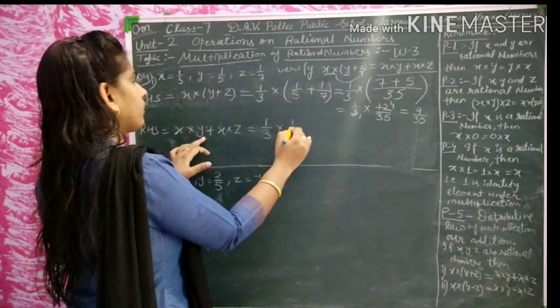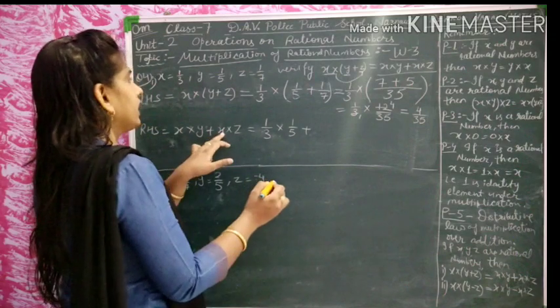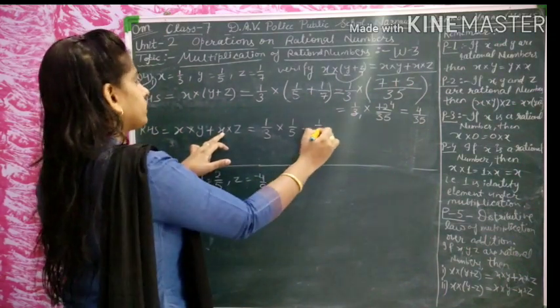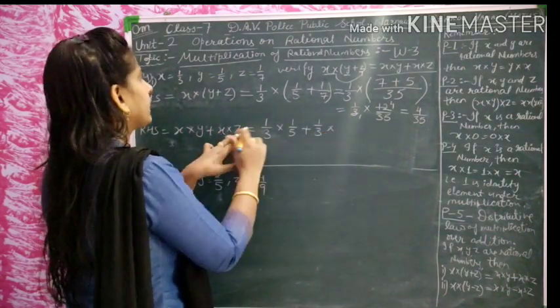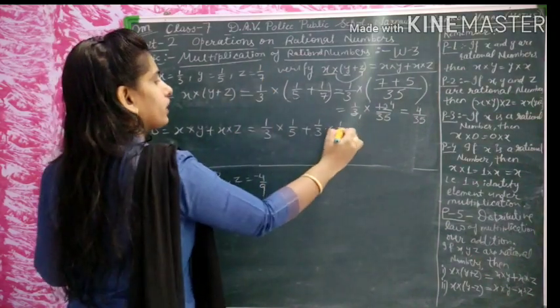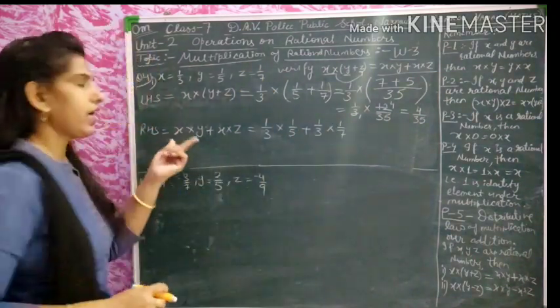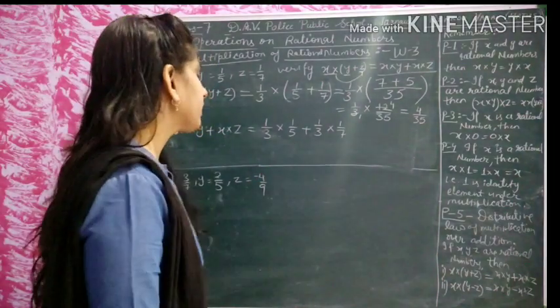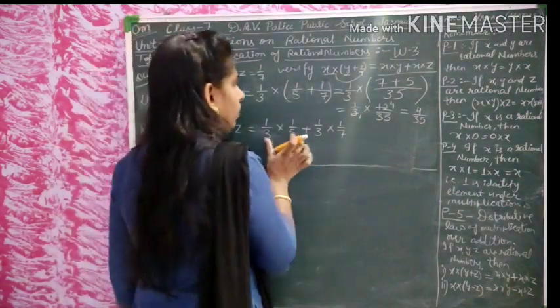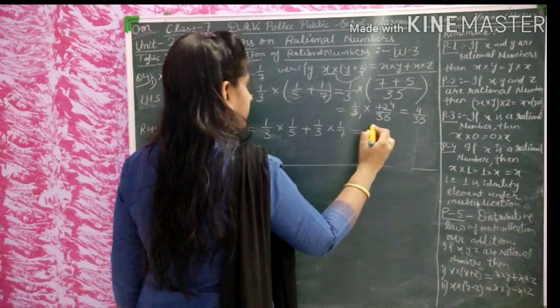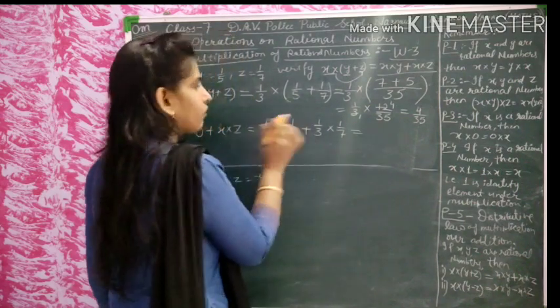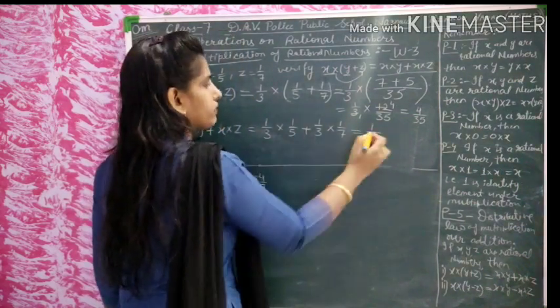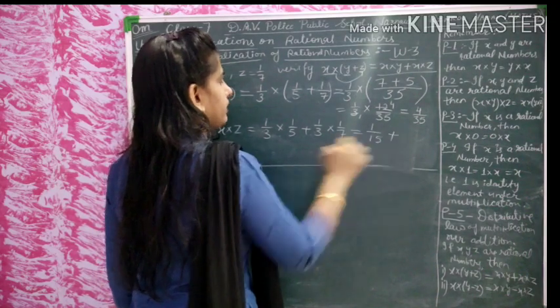That is 1 by 5, and there is a plus sign, and then x again, 1 by 3 into, what is z here? 1 by 7. We are putting all the values of x, y and z. Now we are solving here. We see both are multiplying first. 1 into 1 is 1, 3 fives are 15, and there is the plus sign.